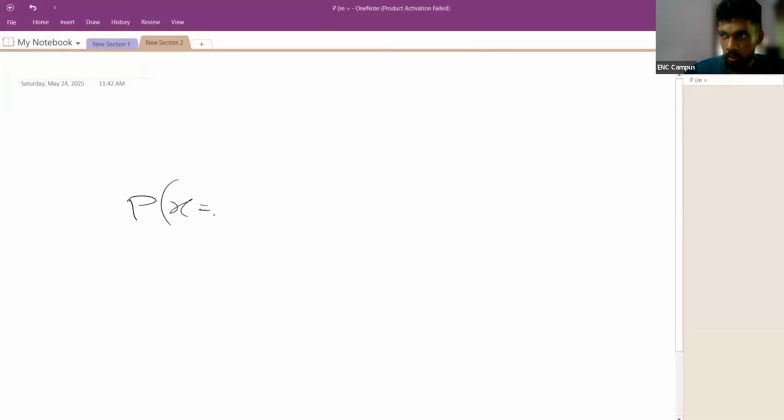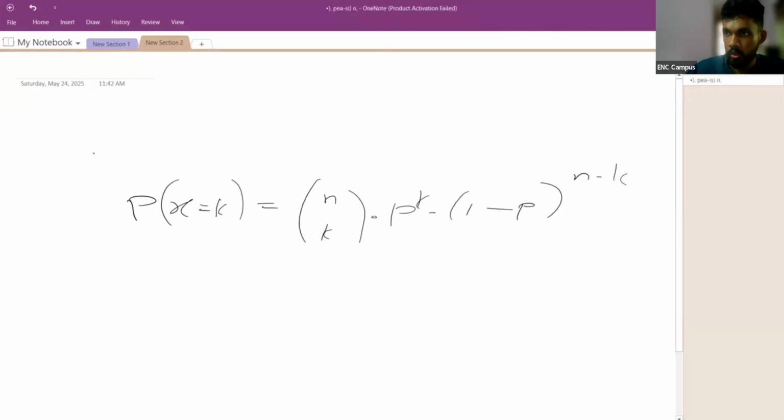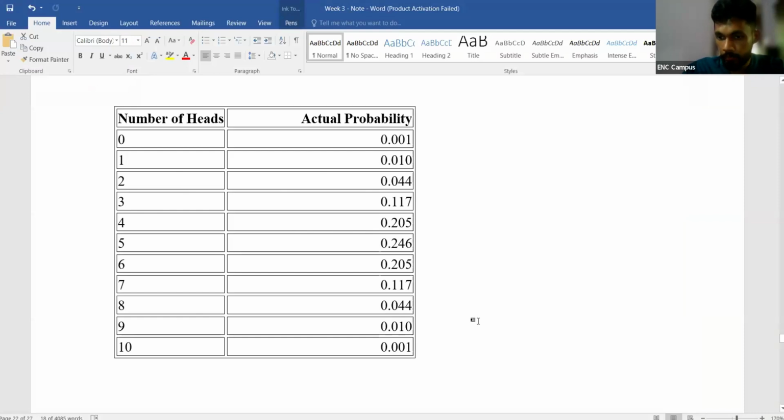Equals K number of heads getting heads is equals n choose K times P to the K times 1 minus P to the n minus K. So this will give us the probability of getting heads K times. Right? So this will give us the actual probability of getting, let's say, heads in the particular point. So if we calculate the actual probability, we will get values like this.